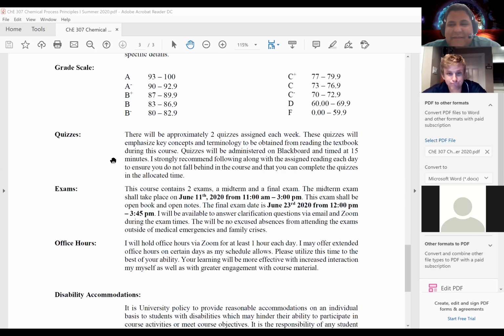Quizzes. All right, it says they're going to be approximately 2 quizzes per week. That may or may not always be the case. It'll be about every 4 or 5 days. You'll have to check the schedule in Blackboard to see when they're due. I'll show you the schedule as soon as we're done with this. But the quizzes are going to be on Blackboard, and they're going to be timed at about, I think I put 20 minutes, not 15 minutes. So I'll fix the syllabus and re-upload it in a little bit.